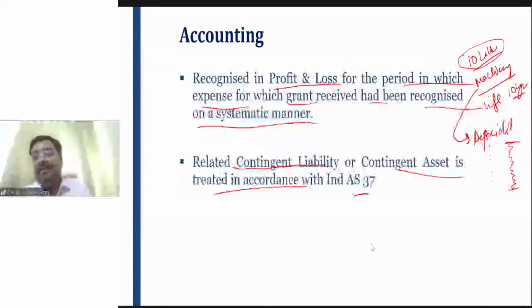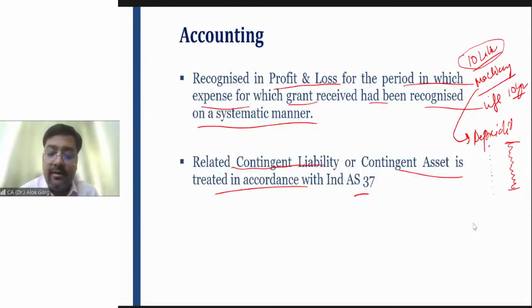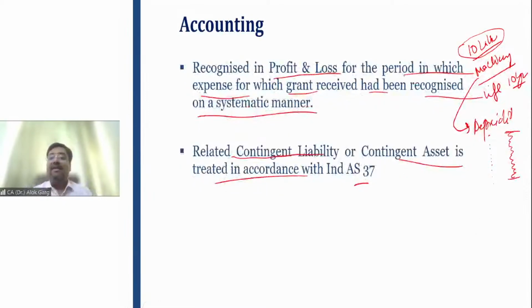Uma is asking, sir, if the depreciation is not straight line, then what will be the effect on amortization? Uma, if the depreciation is not straight line, say it is the WDV method, the government grant needs to be amortized in the proportion of depreciation, just going by the matching concept, right?